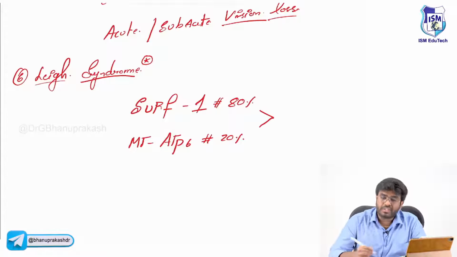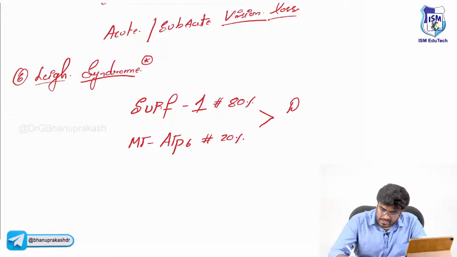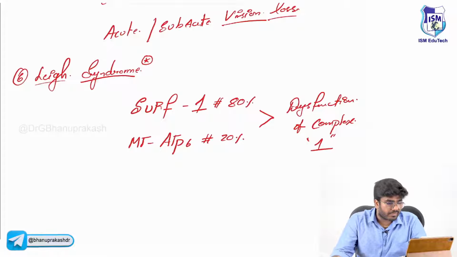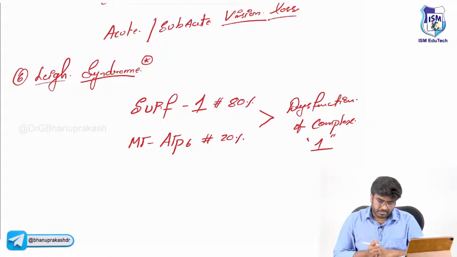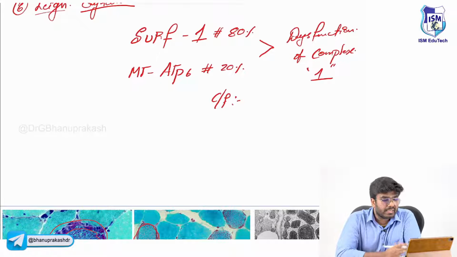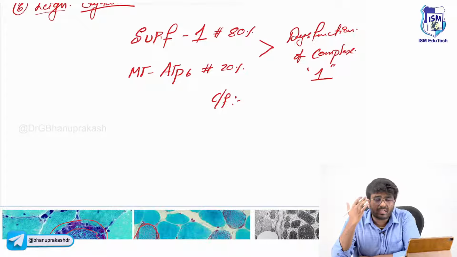Because of these gene mutations, there is again dysfunction of complex 1 of the mitochondria. So in Leigh syndrome, what are the clinical features? Any idea, guys? The patient is going to have visual involvement, central nervous system involvement, and muscle involvement.